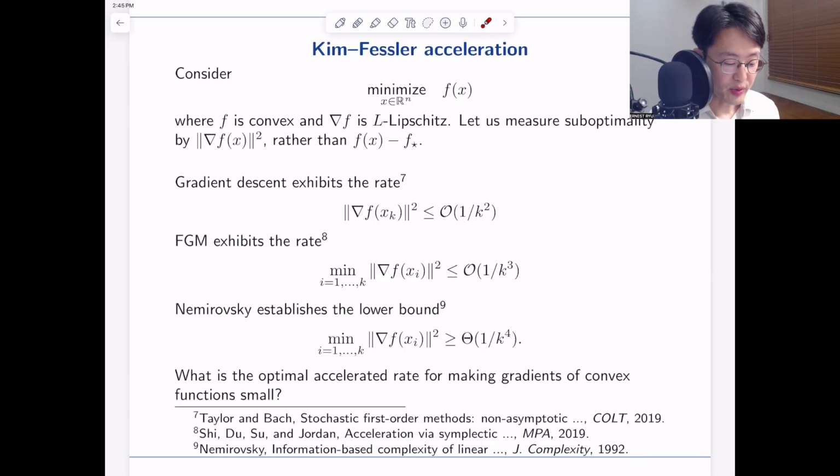Okay, so what are the performances of the existing algorithms? If you just apply plain gradient descent, then gradient descent gives a 1 over k squared decrease on the squared gradient magnitude. And Nesterov's accelerated fast gradient method exhibits a 1 over k cube guarantee. So that's nice. But then what's the complexity lower bound? What's the optimal rate? The classical lower bound established by Nemirovsky achieves a 1 over k quad rate. And there's a gap between k cube and k quad. So the question is, what is the optimal accelerated rate for making gradients of convex functions small?